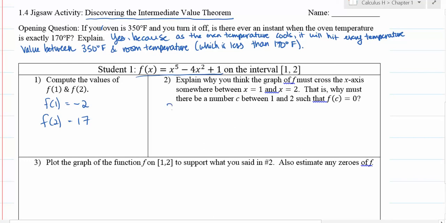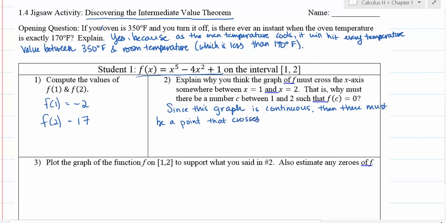So I'm going to say, since this graph is continuous, then there must be a point that crosses the x-axis because y changes from negative to positive.